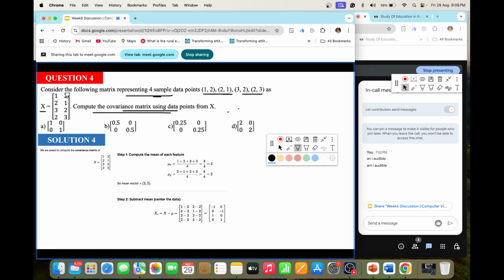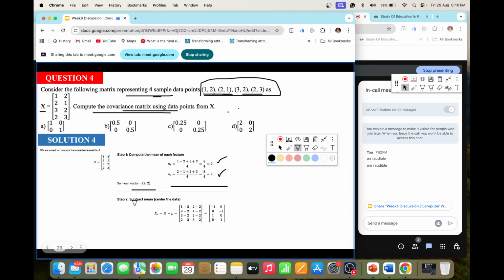Similarly, you can get mu y, and from this it is more clear. So mu x is 1 plus 2 plus 3 plus 2 divided by 4. Similarly, mu y is 2 plus 1 plus 2 plus 3 divided by 4. So mu x and mu y, or the mean, is calculated by this. So this is the mean vector.